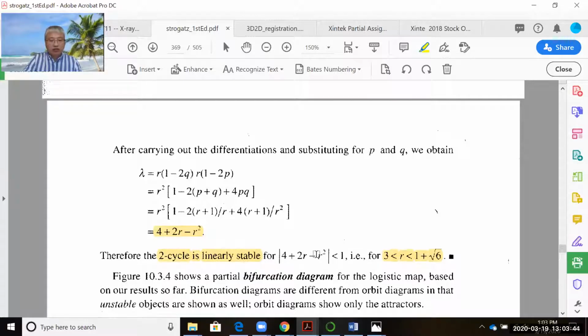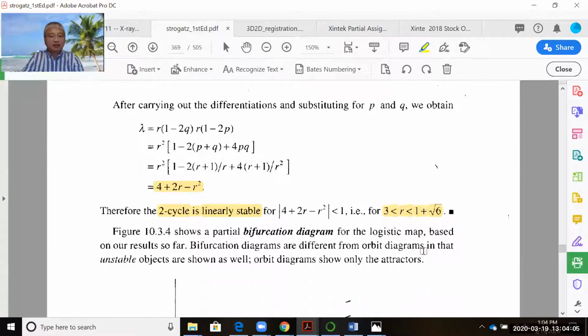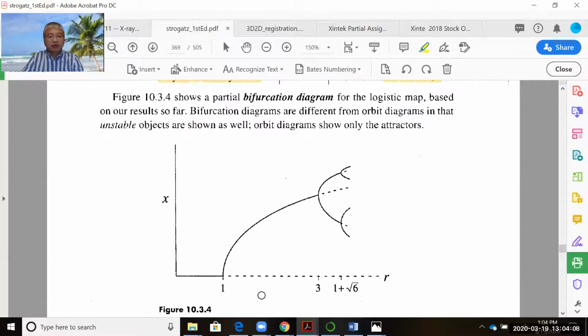And since it's a quadratic equation, you can solve this inequality, and you find that this multiplier lambda is less than 1 if R is greater than 3 and less than 1 plus square root of 6. So between R equal 1 and 3, that's one fixed point. Between 3 and 1 plus square root 6, you get period doubling. Beyond 1 plus square root 6, you get period doubling again.